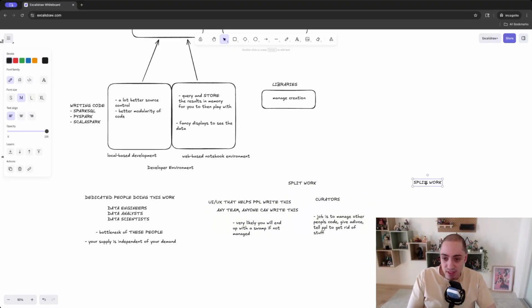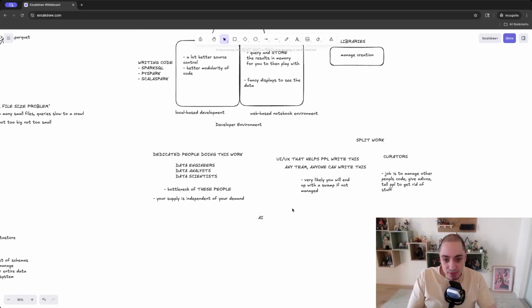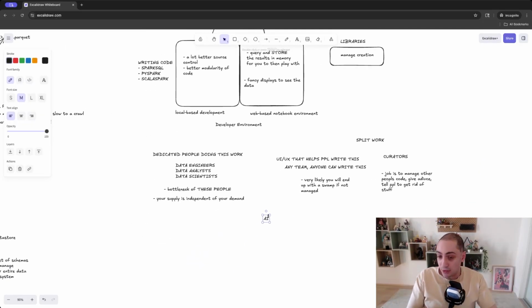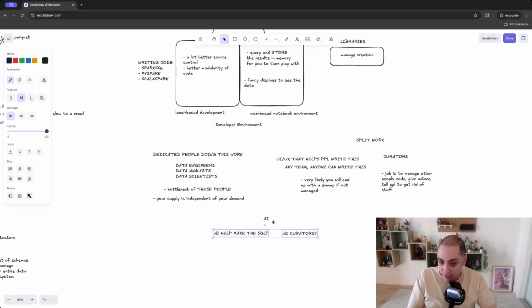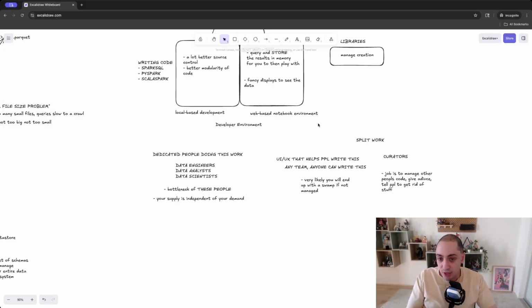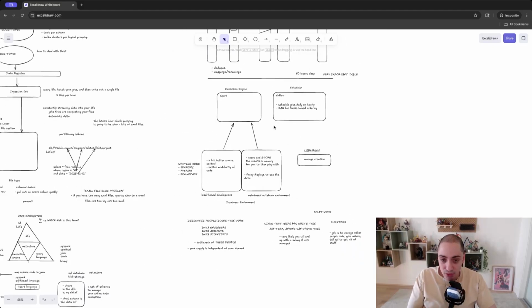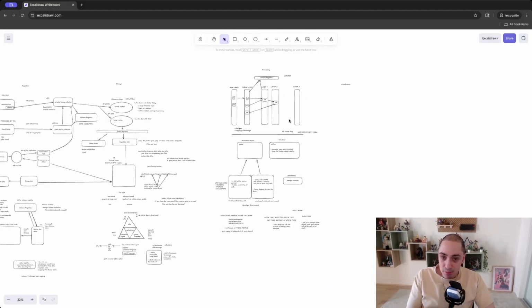And then, of course, in the age of AI, some people are like, hey, this seems like a great place to potentially play here. Can you have AI curators? Can you have AI just help make the SQL? There's a lot of potential places to play here, but it's not an area I'm going to dive into really here. And so that's kind of this processing structure.